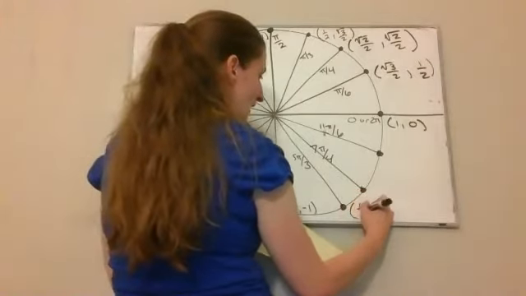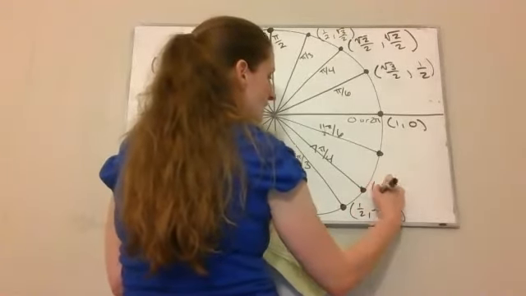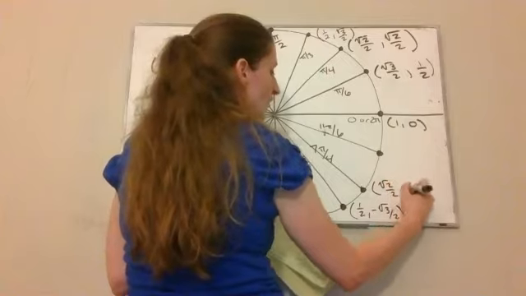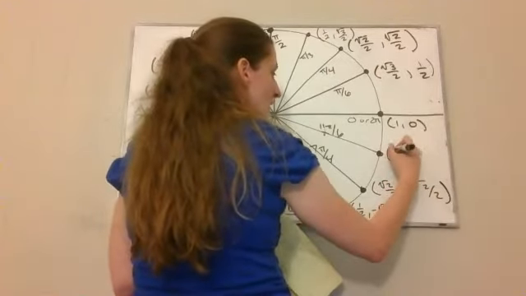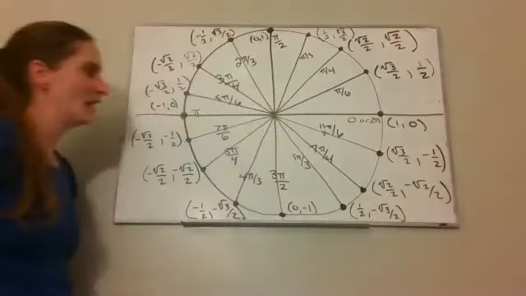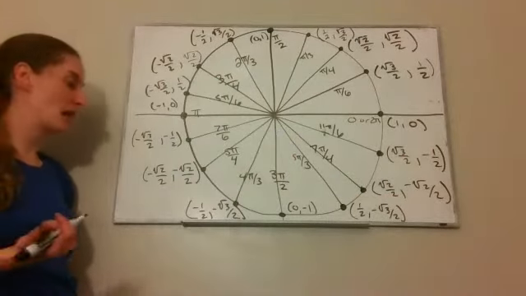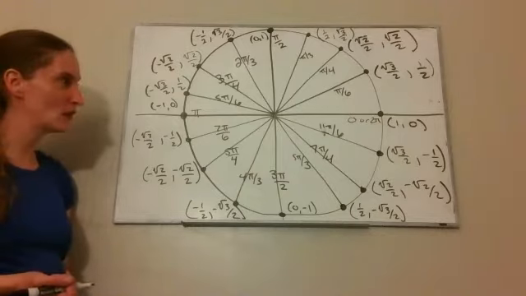So I'm going to get 1/2, negative root 3 over 2, positive root 2 over 2, and negative root 2 over 2, positive root 3 over 2, and negative 1/2. And that completes the unit circle. That is what people usually talk about when they say memorize your unit circle.